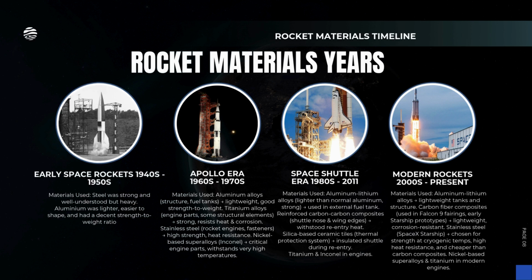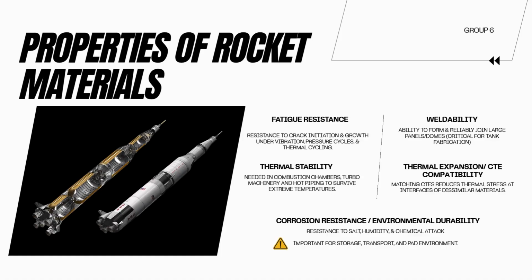Let's take a quick journey through time. In the 1940s and 50s, we started with strong but heavy steel, quickly moving to lighter aluminum. The Apollo era pushed further, introducing titanium and nickel superalloys like Inconel for the incredible heat resistance in engines. The Space Shuttle brought us ceramics for thermal protection and carbon composites. Today, modern rockets use advanced aluminium-lithium alloys and carbon fiber. Interestingly, SpaceX Starship has brought back stainless steel for its strength at cryogenic temperatures and cost effectiveness.